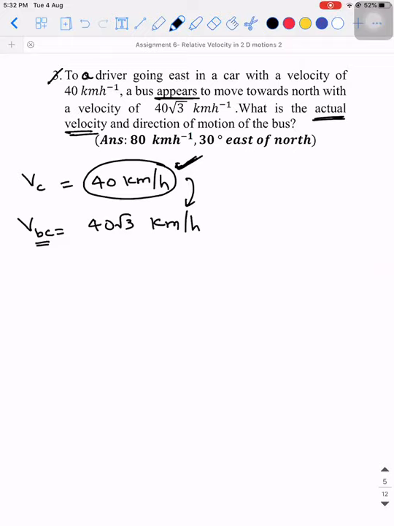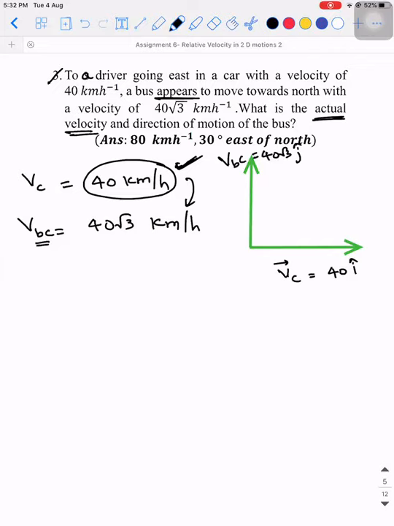Yes, sir. Now see, we will solve the problem in 2 steps. So velocity of the car is in the direction of east. So velocity of car is how much? 40. Now tell me with direction. 40 i cap. So what is the velocity of bus with respect to car? 40 root 3 j cap.